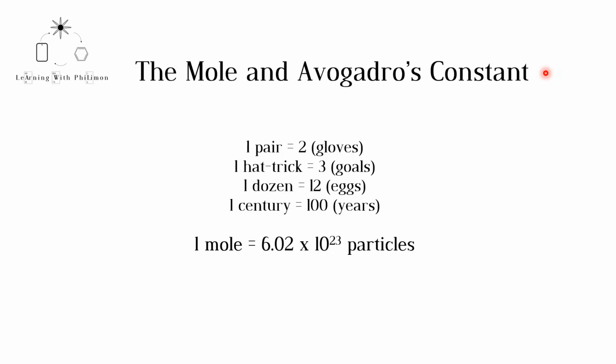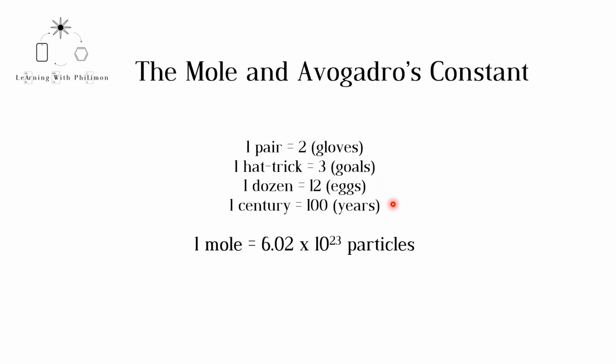In this video, we will be looking at the mole and Avogadro's constant. There are many words in the English language that represent a quantity. For example, a pair means two. You can have a pair of gloves. A hat trick refers to 3 goals in football. You can buy a dozen, 12 eggs. A century, 100 years can pass.